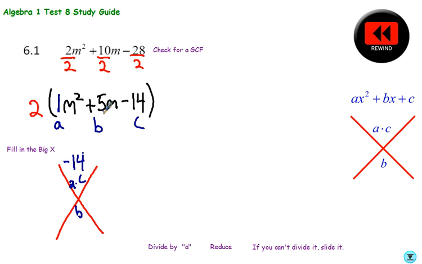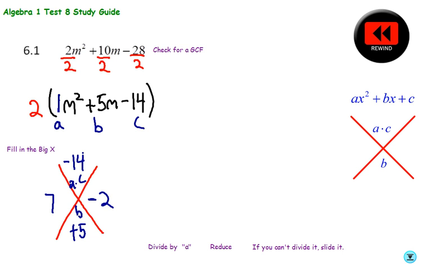Your b, which would be a positive 5. Looking for two numbers that multiply to a negative 14, and we want those same two numbers to then also add up to a positive 5. Think about what multiplies to 14. I'm thinking 7 and 2. And I've got more positives, so that means the bigger number would be positive, meaning the smaller number would be negative.